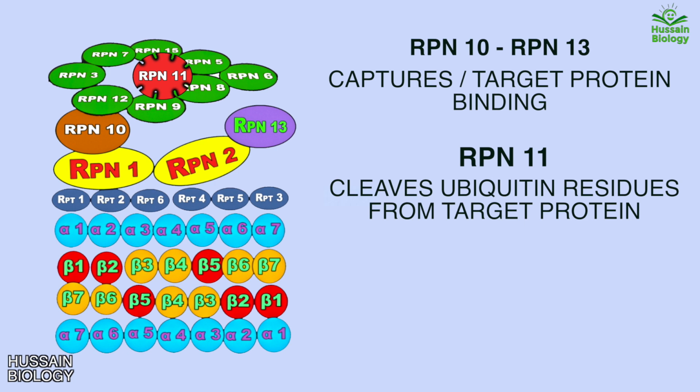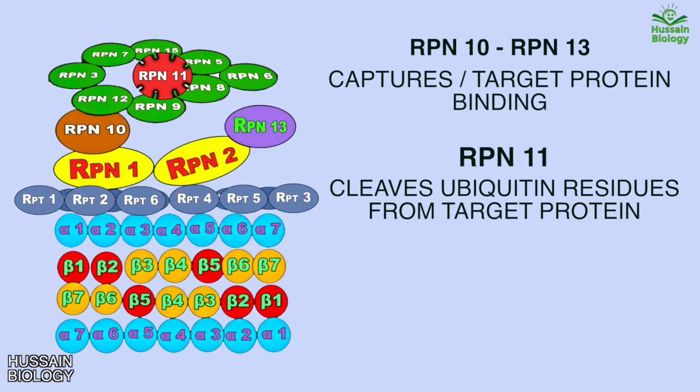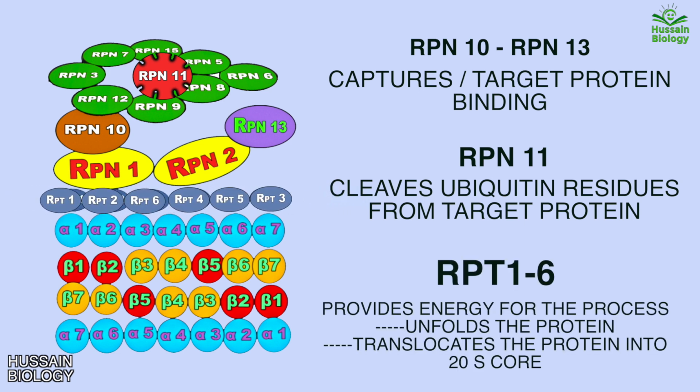Now from here, the deubiquitinated protein interacts with the hexameric ring of AAA proteins, that are RPT proteins. These RPT proteins from RPT1 to RPT6 unfold the target protein first and also aid in opening the alpha gate of the 20S core. As we know, the RPT proteins are ATPase proteins. They aid in providing the energy via ATPs, thereby helping in translocation of protein into the 20S core. So this concludes the structure of proteasomes.